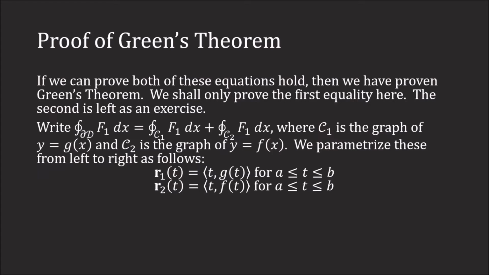So to prove this first equality, write the circulation along the boundary of D of F1 dx as the circulation along some curve C1 of F1 dx plus the circulation along some curve C2 of F1 dx, where we're going to define C1 as the graph of y equals g of x, and we'll define C2 as the graph of y equals f of x. These will be parameterized from left to right as follows. C1 will be parameterized by R1, which is t, g of t, for a less than or equal to t less than or equal to b. And then C2 will be parameterized by R2, which is t, f of t, again, a less than or equal to t less than or equal to b.